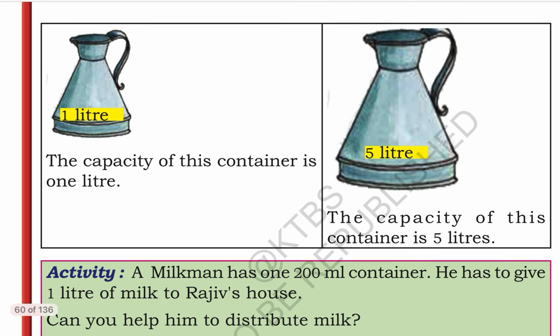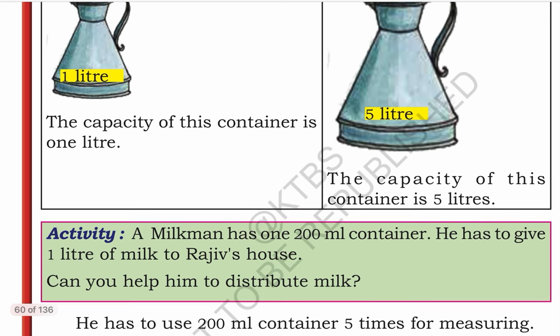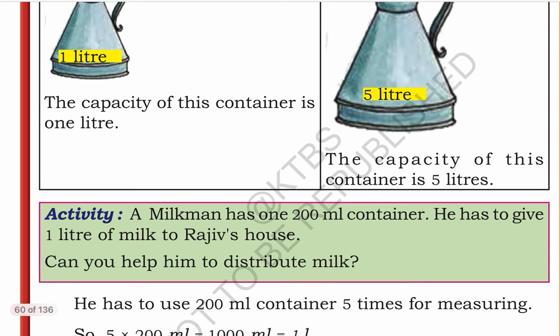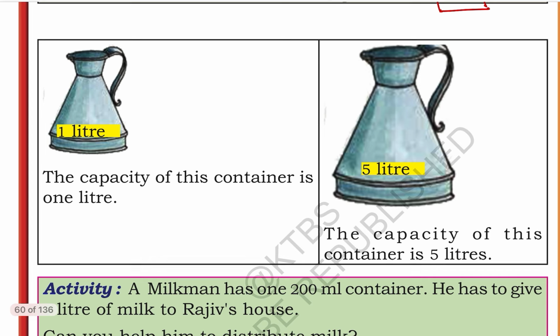The capacity of this container is 1 liter and the second container is 5 liter. You can see here. And what is the purpose of this diagram? One container is very small and another container is very big. The small containers we will use to measure small quantities of liquid, and large containers we will use to measure large quantities of liquids.